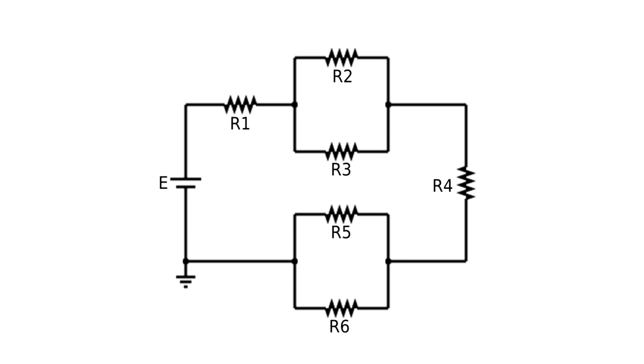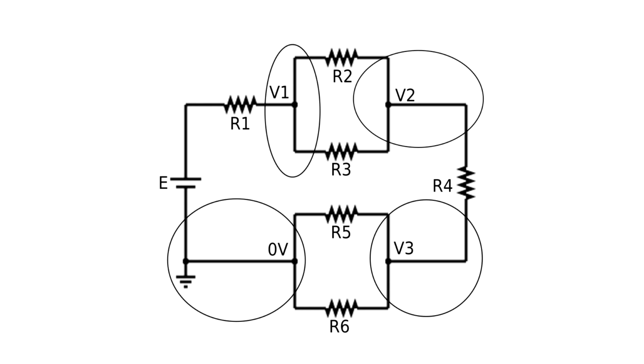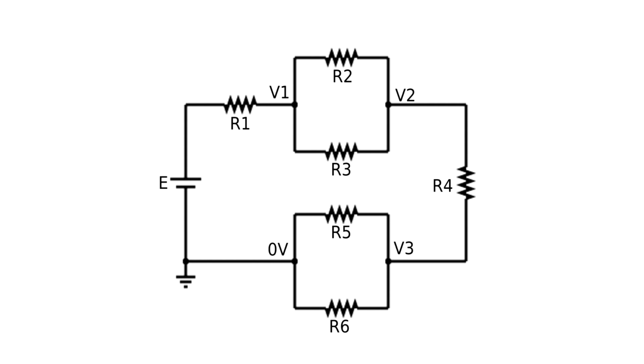Alright, so to do this, you're going to start by labeling the nodes, usually V1, V2, V3, and so on. Just on a side note, to make things easier, for a node directly connected to the ground or negative terminal of the source voltage, you can just label that as 0 volts, if you want.